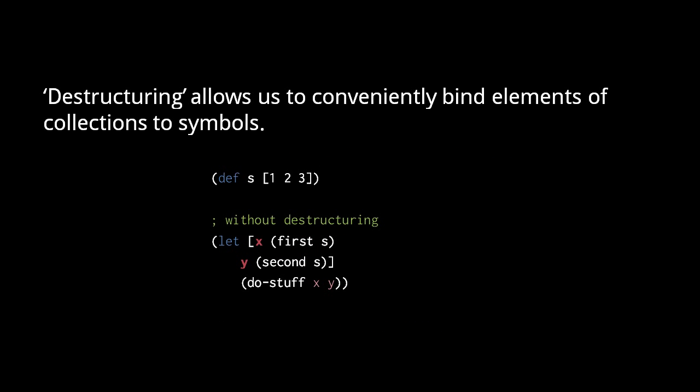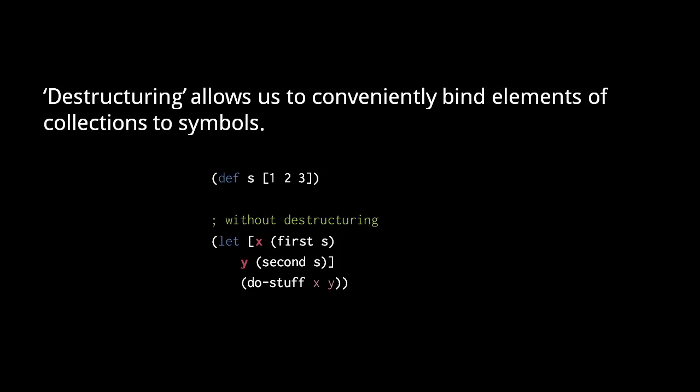The intimidating term destructuring simply refers to a convenience of the forms that create bindings, namely let, loop, and fn. Very commonly, we wish to bind the individual elements of a collection to separate symbols. For example, here I'm binding the first element of a sequence to the symbol x and binding the second element to the symbol y. With destructuring, I can express the same thing more concisely.